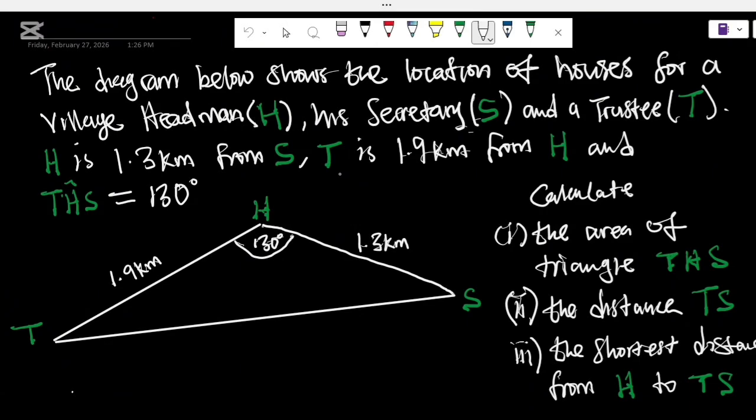The diagram below shows the location of houses for a village headman H, his secretary S, and the trustee T. Now H is 1.3 kilometers from S, and T is 1.9 kilometers from H, and the angle THS is actually 130 degrees. So here's the diagram. The first question is: find the area of triangle THS. So how do you deal with this particular problem?